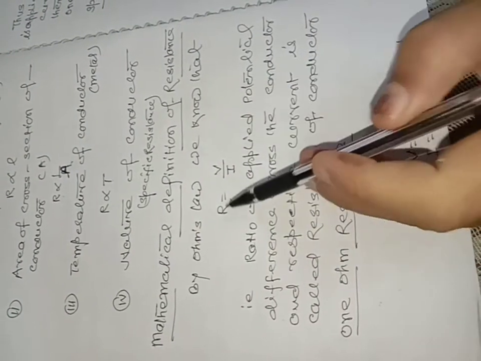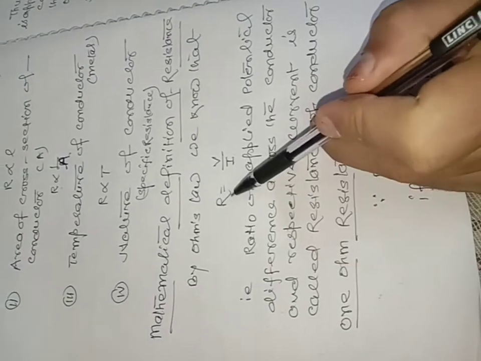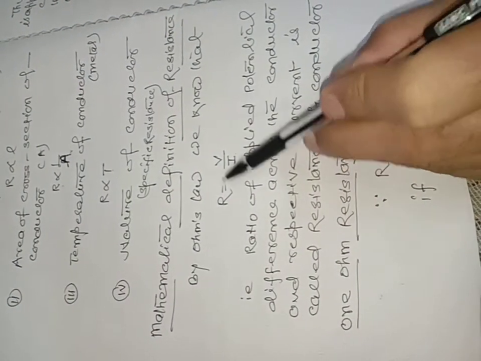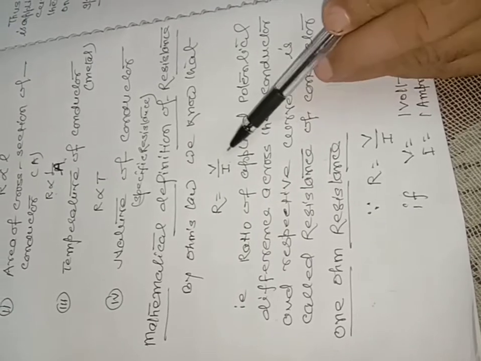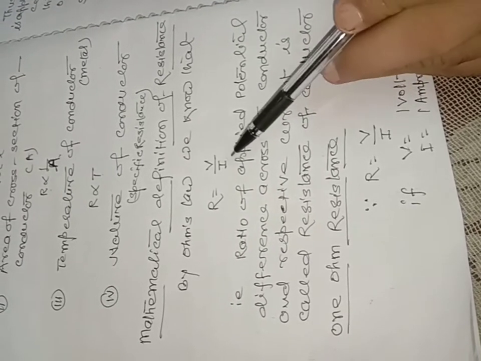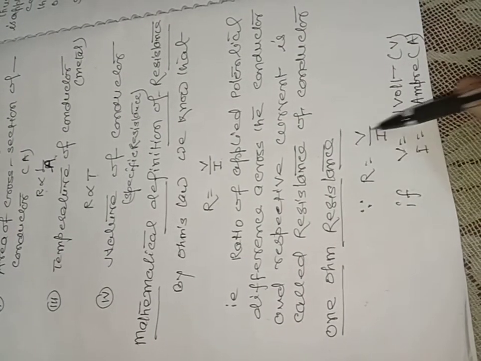See here, by Ohm's law, as we know, R is equal to V upon I. So what is the definition of resistance? It is the ratio of the applied potential difference across the conductor and the respective current flowing through the conductor. That is called resistance. R is equal to V upon I.